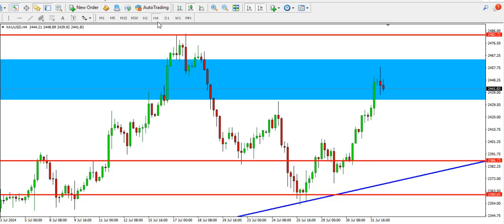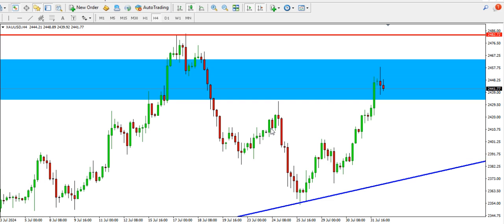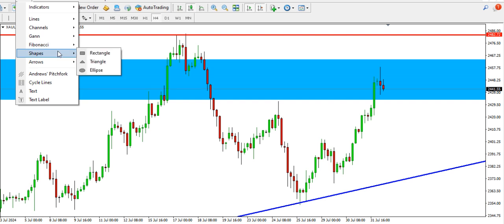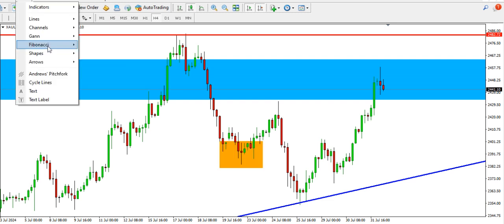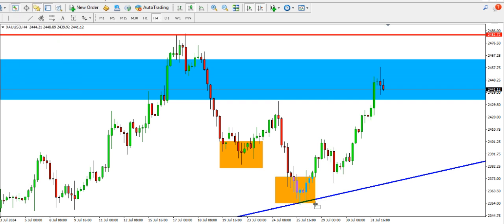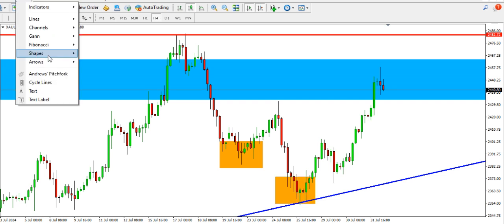On the 4-hour time frame, what do we have? We can see something like an inverted head and shoulder pattern on the 4-hour time frame. This is the left shoulder. Let's mark this with this particular color. Okay, this is the inverted head, and this is the right shoulder on the 4-hour time frame.